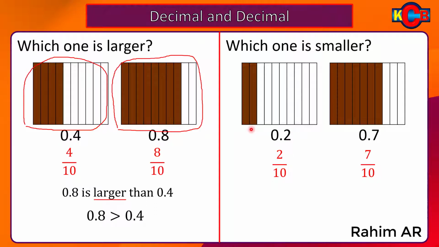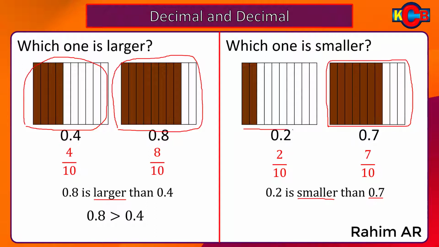If you see visually, we know that 0.2 is smaller than 0.7. Look here, this is 0.7 and this is 0.2. We can visually see that 0.2 is smaller than 0.7. Thus, 0.2 is smaller than 0.7.